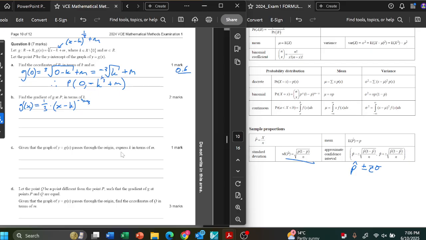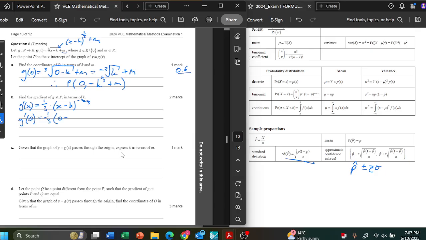And then, of course, the derivative of m with respect to x is 0, because m's just a constant, so that goes. So tidying that up, well, we can't really tidy that up. That's the derivative. Okay, cool. So we've got that. Now we want to find the gradient of g at p. So at p, x equals 0.